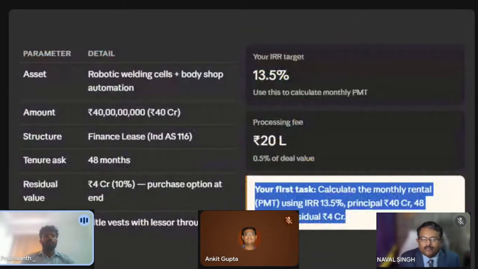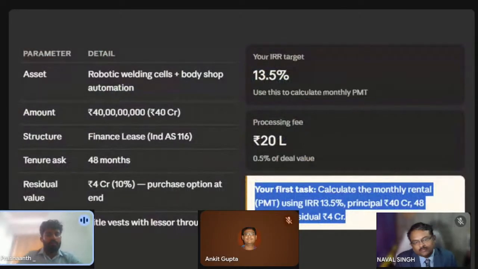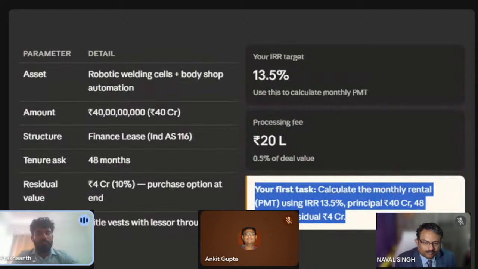So this is the answer, right? The amount of these assets that I mentioned before comes up to around 40 crore, and the tenure that they have asked for is 48 months, and the residual value at the end of the tenure is going to be purchased at 4 crore.